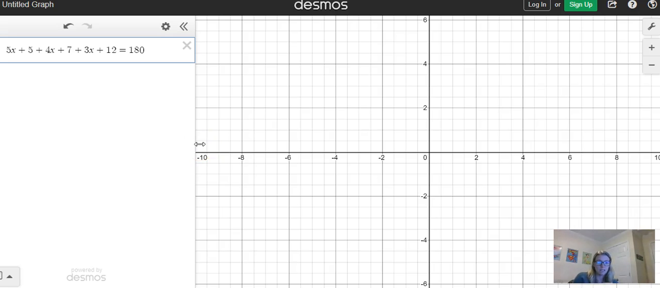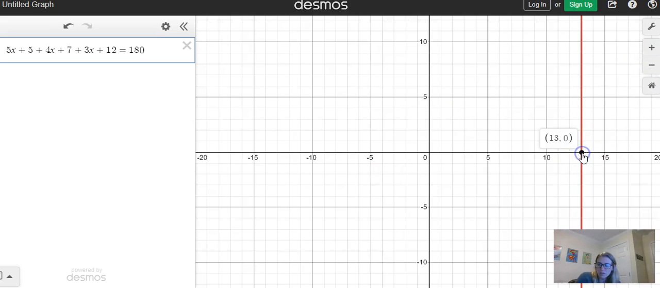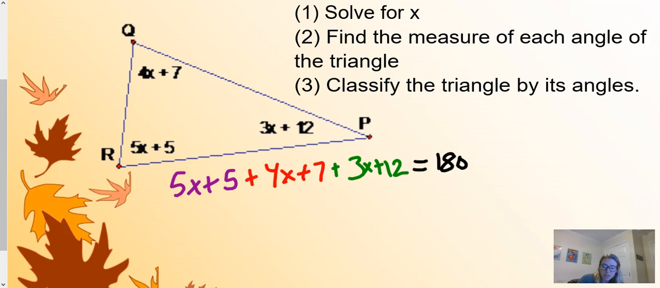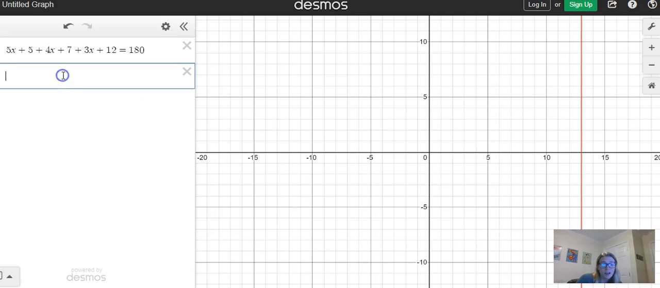As you can see, I've typed it into Desmos here, and I can't see it, so I have to zoom out till I find it. It looks like X is equal to 13 here. So we found that X was 13. And now I'm going to plug 13 in for all of my angles. For my angle R, I'm going to have 5 times 13 plus 5. And again, you can use Desmos to do that for you. 5 times 13 plus 5, we get 70.